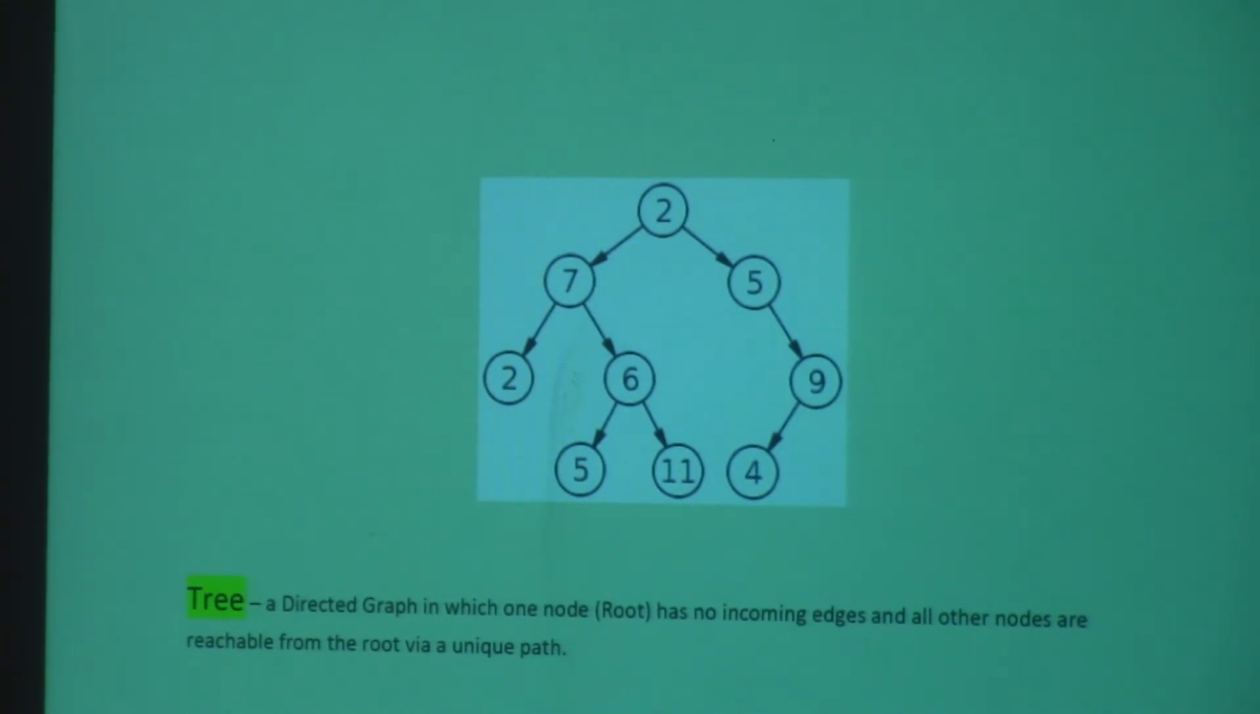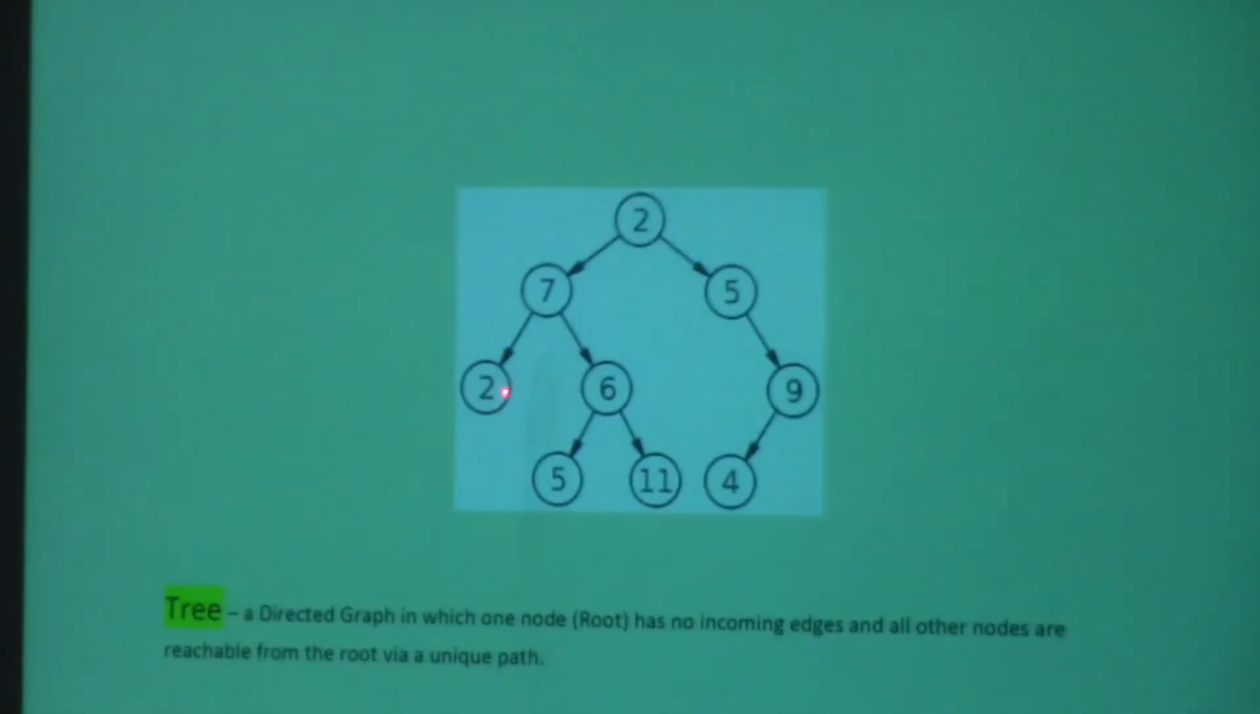So now, what are you going to take out of the queue? 9. And you're going to visit 9, and you're going to put 4 in the queue. And then you're going to visit what? 2. And you're going to put nothing into the queue. And then you're going to visit 6, and then you're going to put 5 and 11 into the queue.